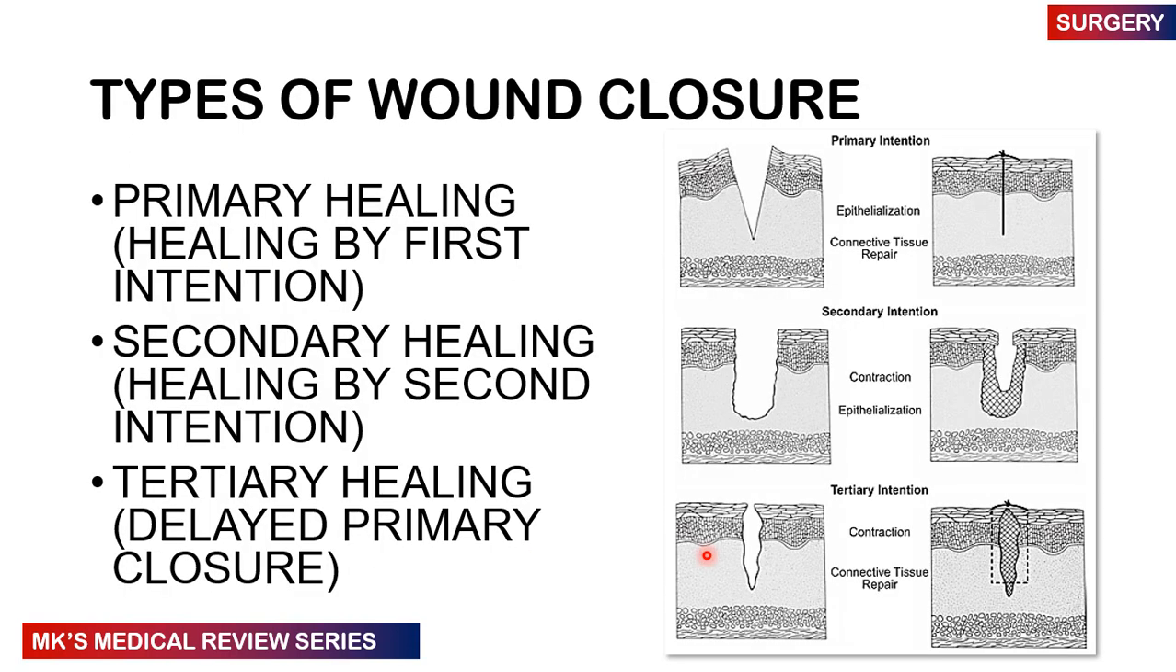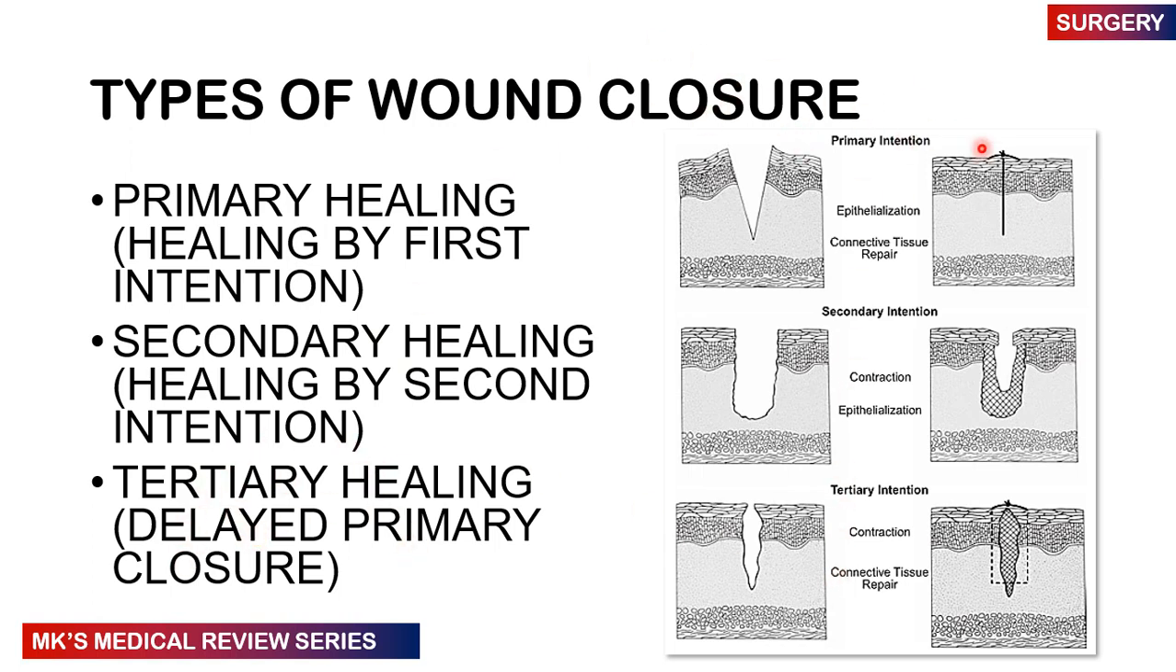Before I actually go into the process of wound healing, I just want to address the types of wound closure. So there are three main types: primary healing, which is also referred to as healing by first intent or intention; secondary healing, which is also referred to as healing by second intention; tertiary healing is also referred to as delayed primary closure. So these are the three types.